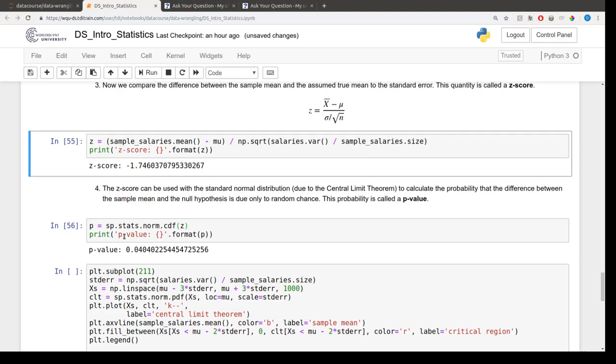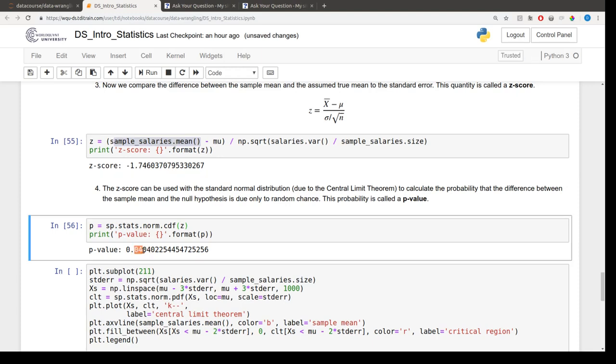Or expressed another way, there was a 4% chance that we would observe, purely by random chance, a sample salary or a mean salary that differed from our null hypothesis by as much as it did, or even more. So there was a 4% chance we'd observe that difference, or a more extreme difference, purely by random chance. Now, 4% is pretty small. That's smaller than our 10% threshold for significance.